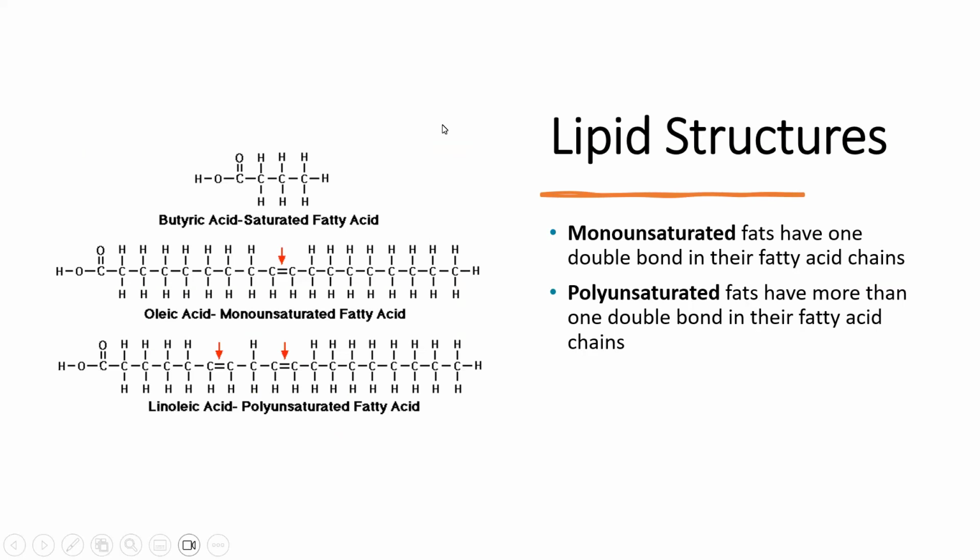Now, your saturated fats and unsaturated fats come in a couple of options. So your butyric acid is a saturated fat. Here, you see no double bonds, so it's saturated. Our monounsaturated fats are going to have a single double bond, and then our polyunsaturated fats are going to have 2 or more double bonds, right?